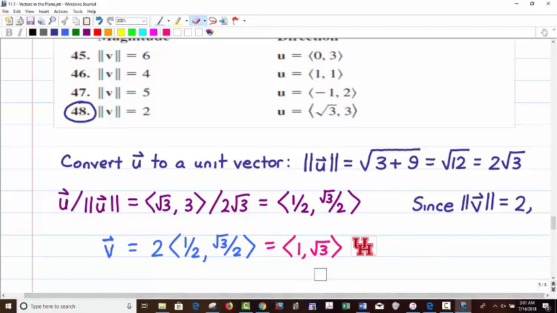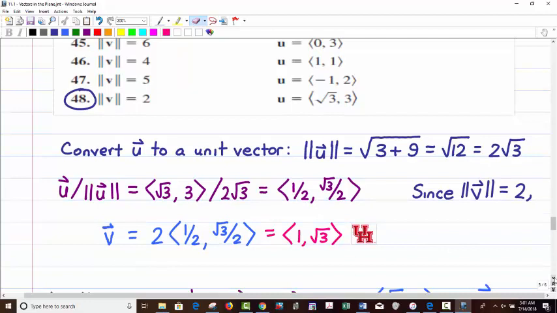That would be it: 1 comma square root of 3. It's going to be twice as long. I mean, it's going to have a length of 2, and it's going to be the same direction as u because it's just a multiple of u. Remember, any vector that's a multiple of another vector will go in that same direction.